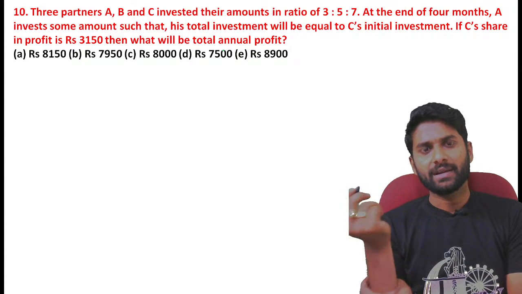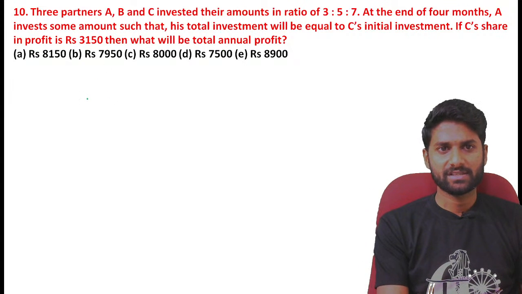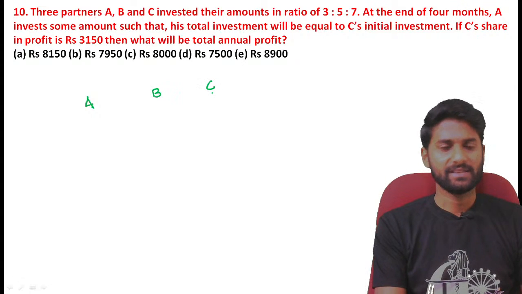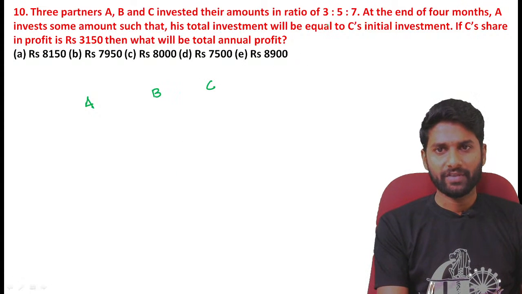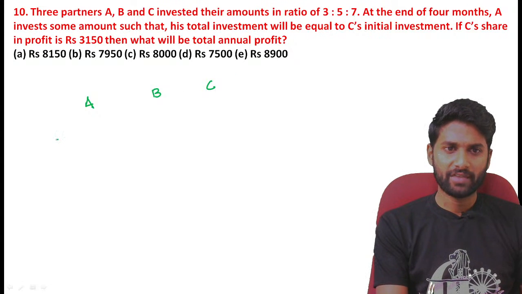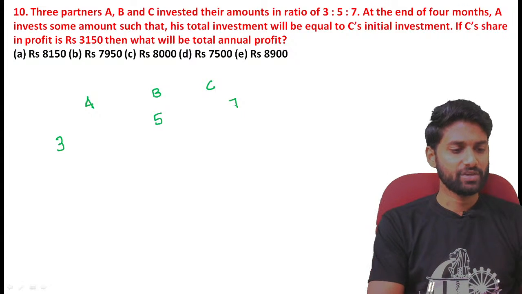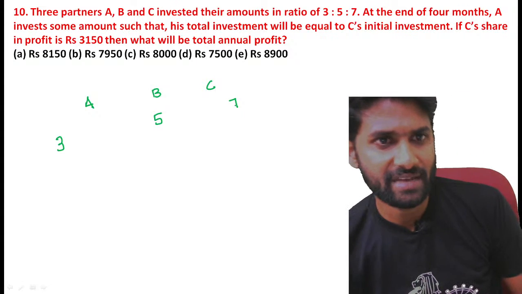Now see, there are three partners A, B, C who invested their amounts in the ratio of 3:5:7. See, there are three persons A, B, C, and the ratio of investment is equal to 3 is to 5 is to 7. It means A's investment is 3 units, B's investment is 5 units, and C's investment is 7 units. So that is the initial investment ratio.